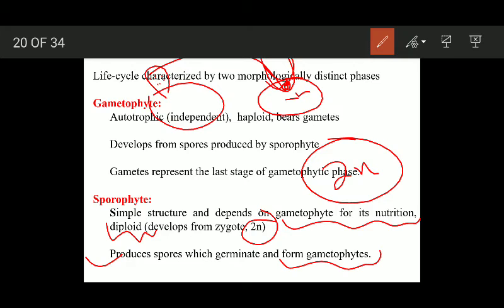is the dominant phase. It is haploid, it produces gametes, okay, and the sporophyte has a simple structure. It is the short-lived phase. It depends on the gametophyte for its nutrition, and most importantly, it is diploid because it develops from the zygote. Now this sporophyte produces spores which germinate to form the gametophyte.